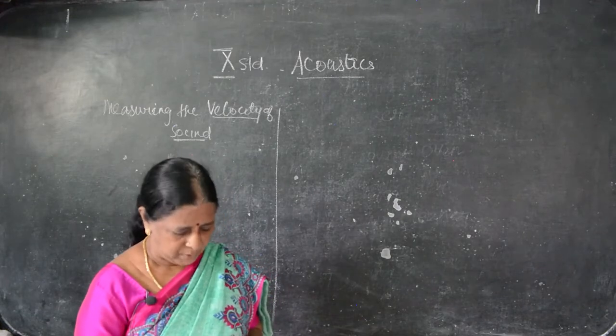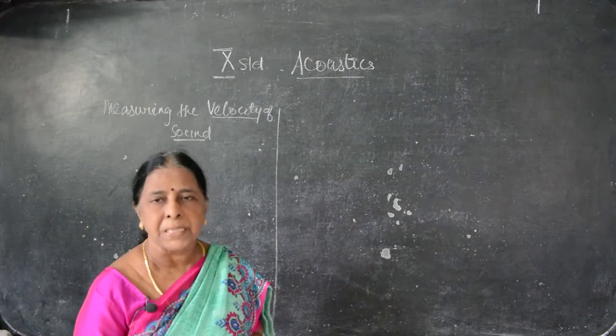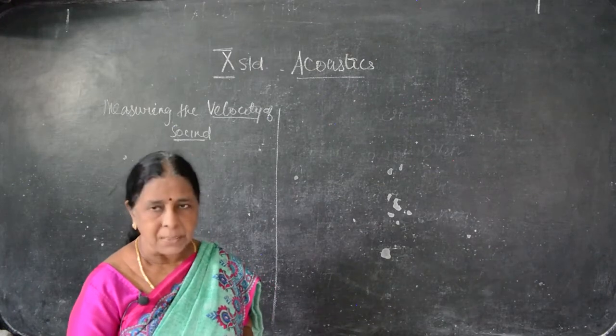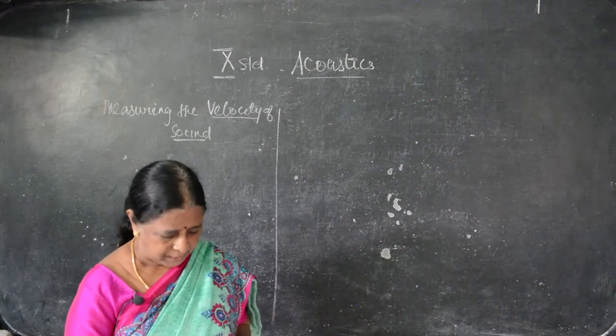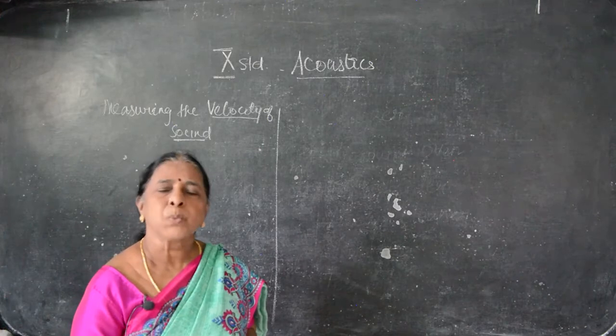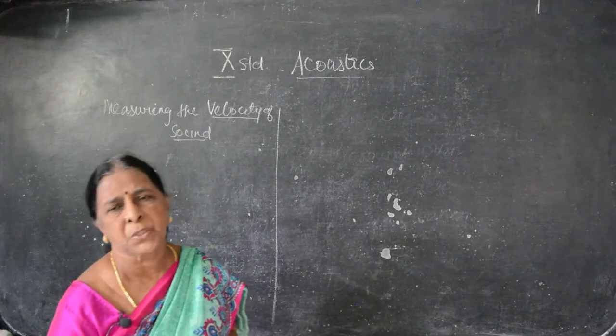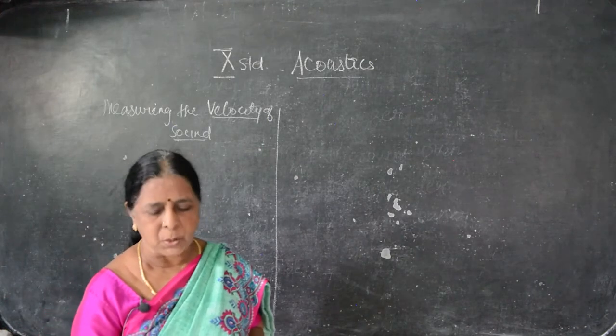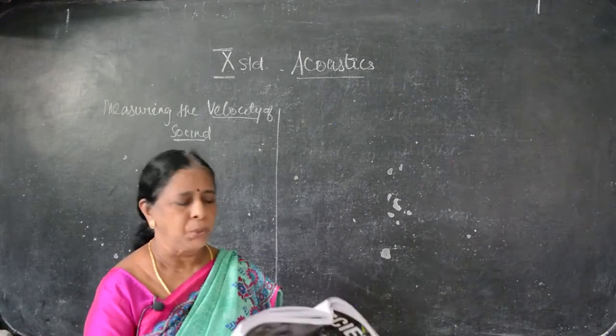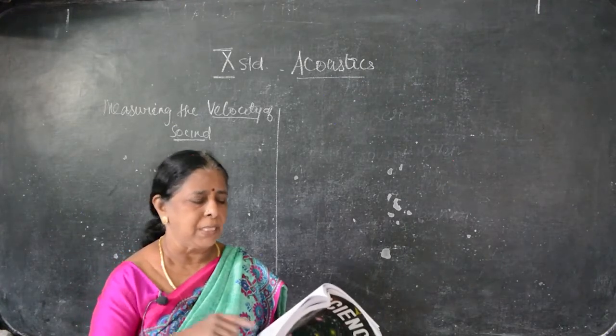What are the things? First one is a source of sound pulses, that is the sound producer. A measuring tape, a sound receiver. That is, one object is producing sound, so another object should receive the sound. And a stopwatch. Okay. What are the apparatus required we have seen, and then how to do it?